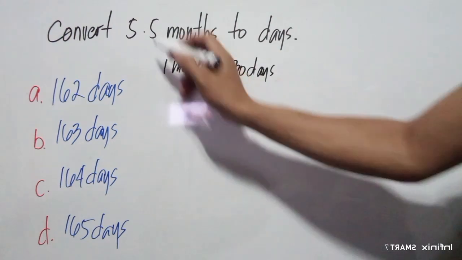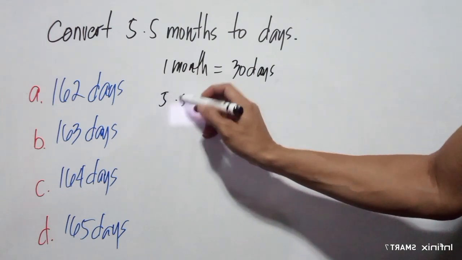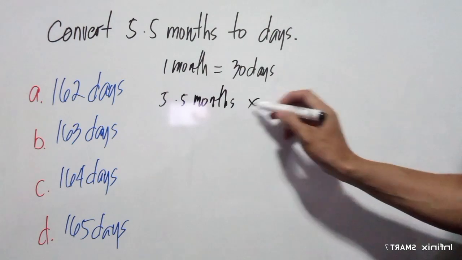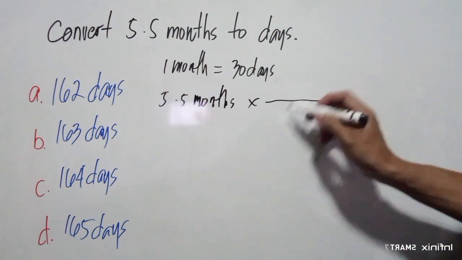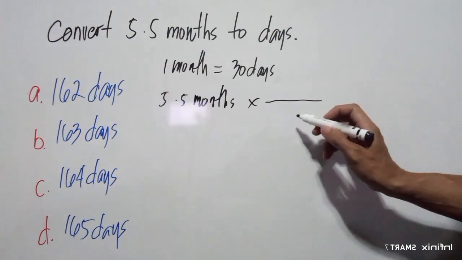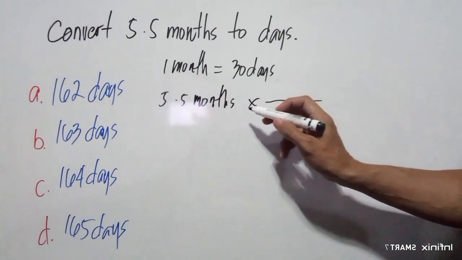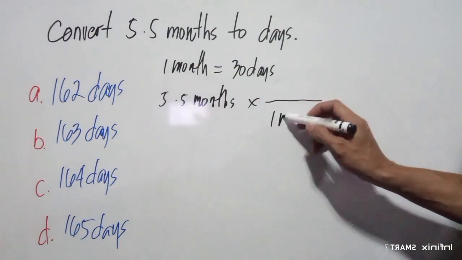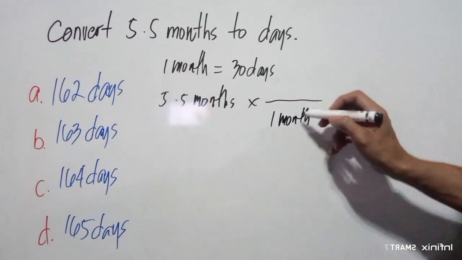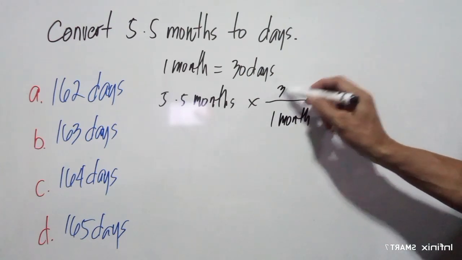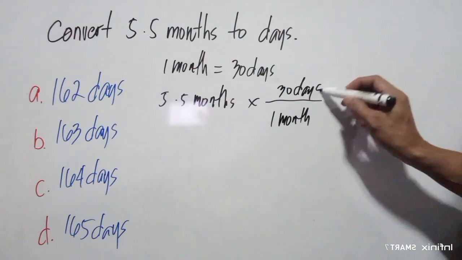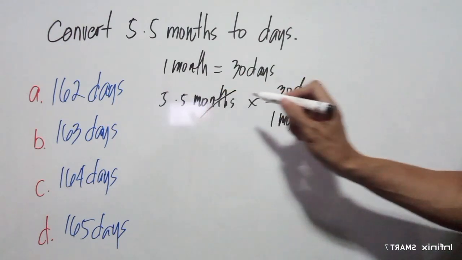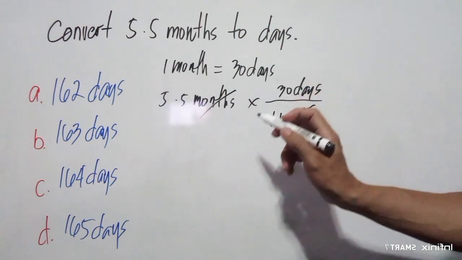Okay, ngayon, kopyahin muna natin yung 5.5 months. Tapos multiply natin yan sa, dapat yung denominator natin ay the same unit sa ating original na measurement, which is month. So, yung denominator ay 1 month. Okay, yung numerator ay 30 days. Cancel natin yung month. So, naiwan itong 5.5 at saka yung 30 days din i-multiply natin yan.